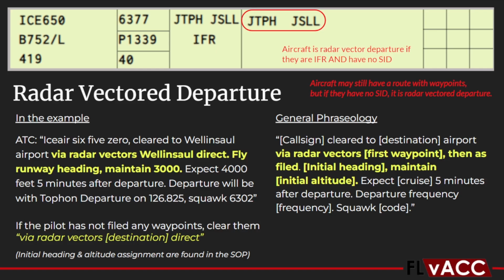to their destination. As for the change in the initial altitude assignment, this depends on the SOP. Again, look in the initial altitude assignment section and you'll be told what to assign there. In Tofan's case, quote, assign all aircraft on a radar vector departure, maintain 3000.